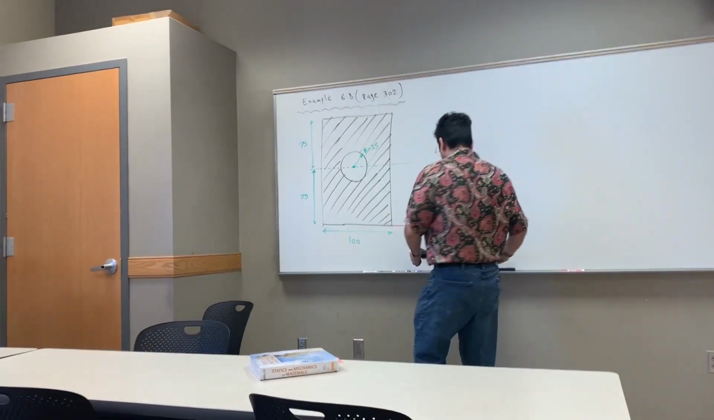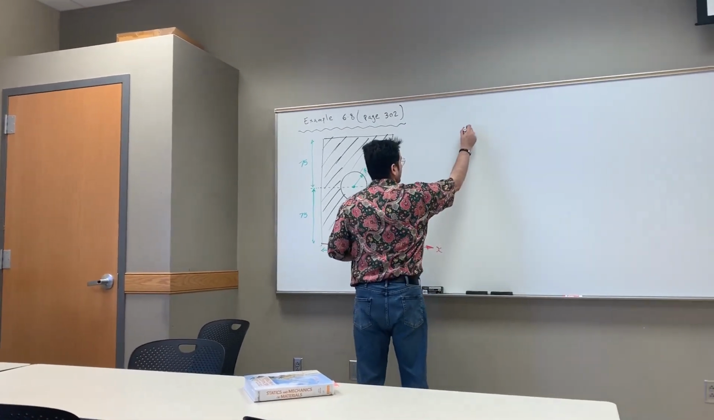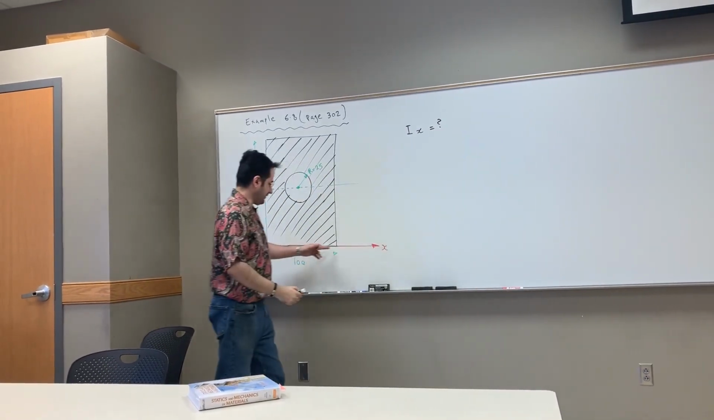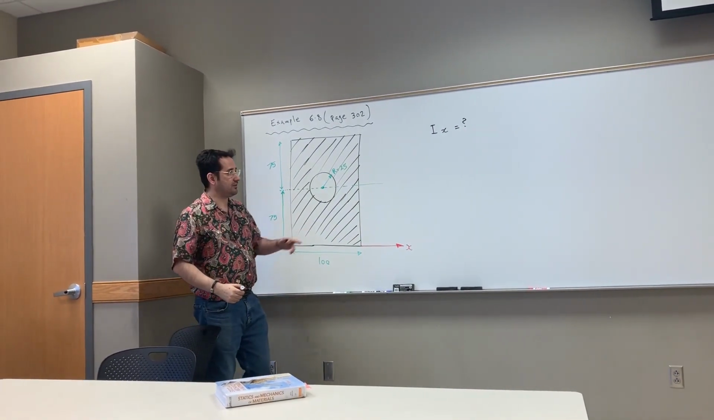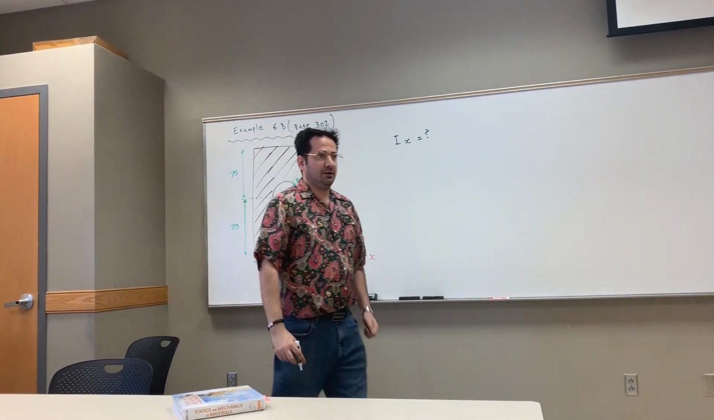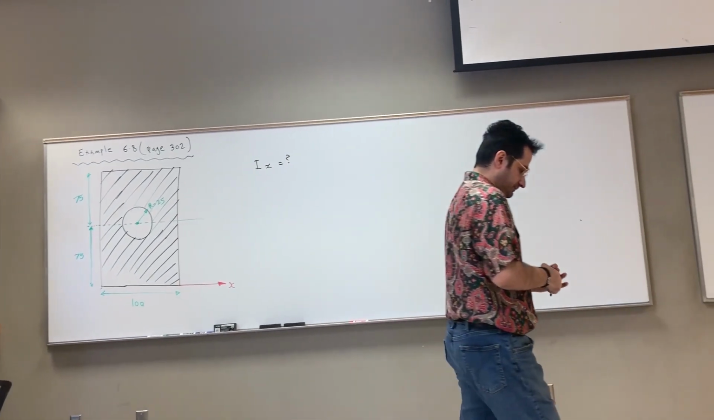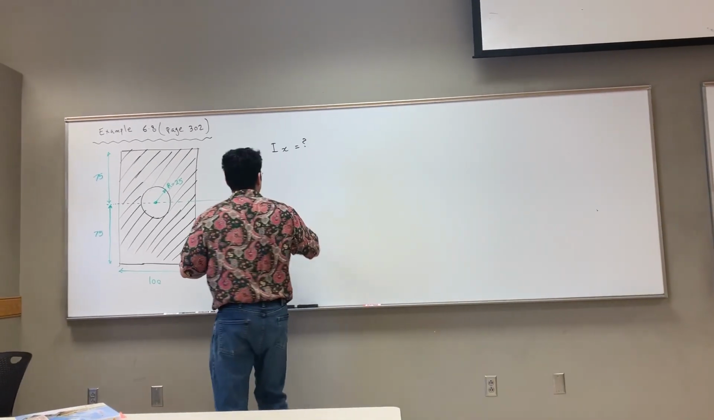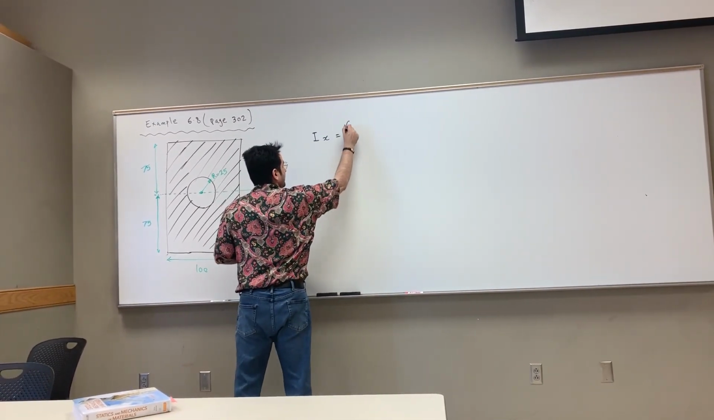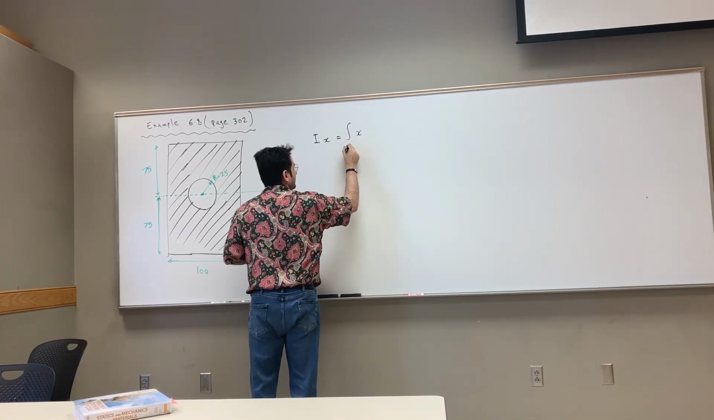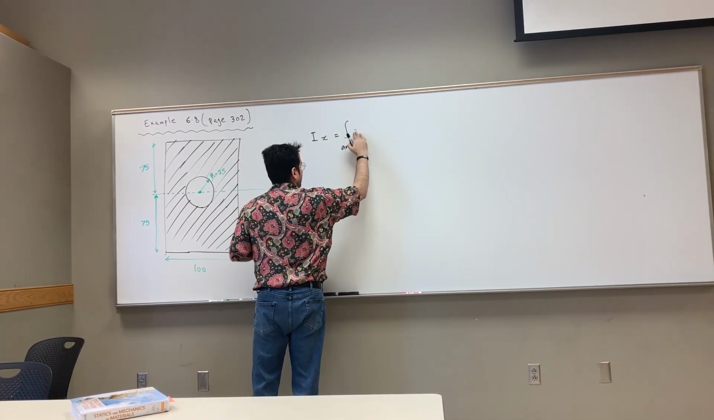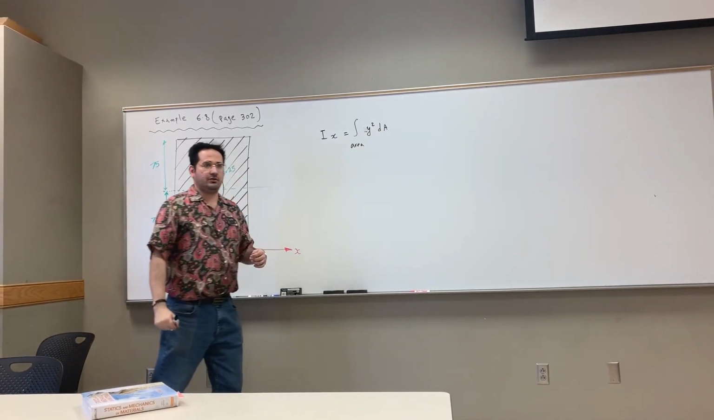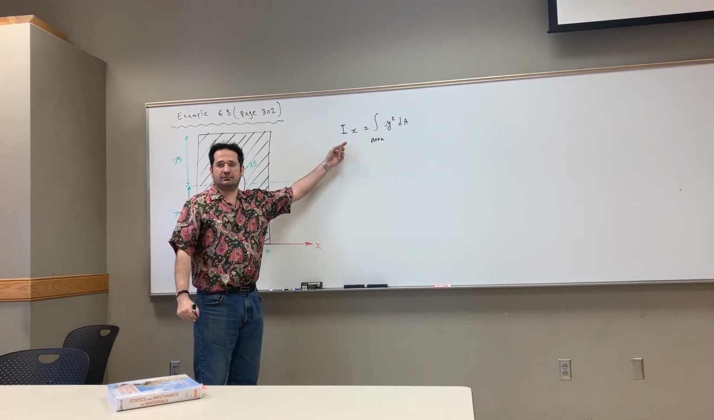Now I want to find the moment of inertia with respect to this axis x. So this is the problem. How can I solve it? First, I know that if I go to the appendix, the moment of inertia is the integral over area of y squared dA. So this is the formula.